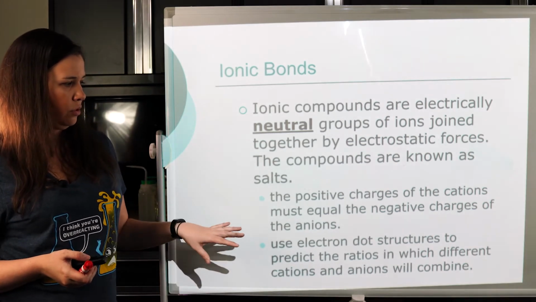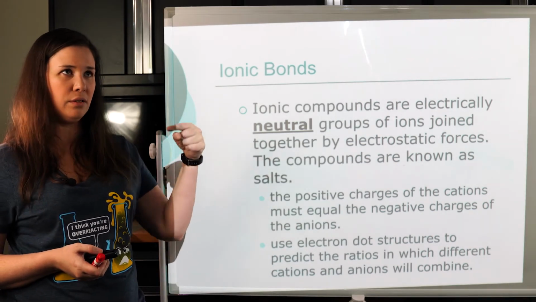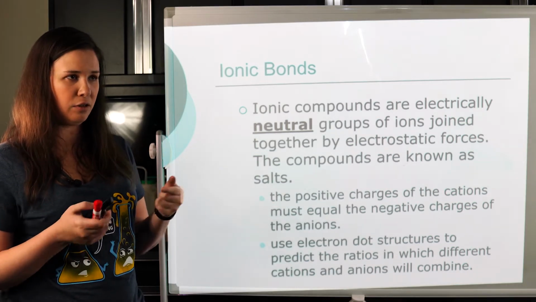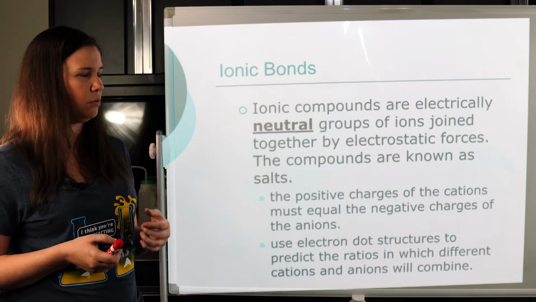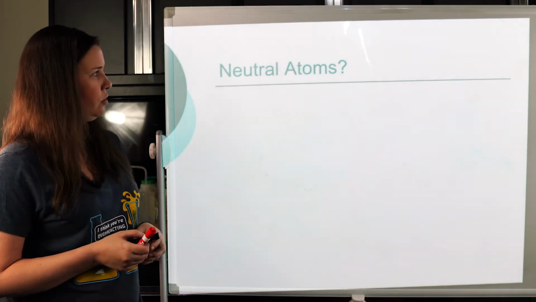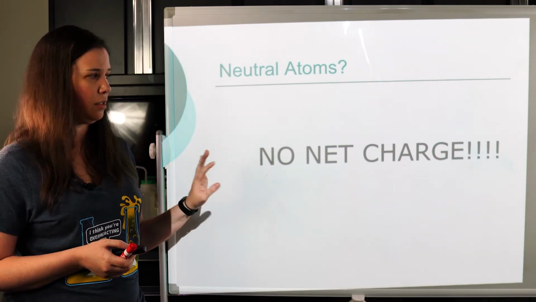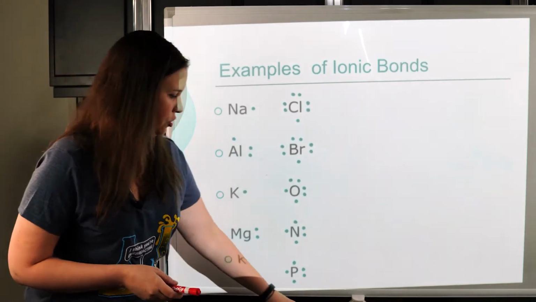So we're going to draw out what atoms are attracted to which other atoms and try to see what kind of bonding, basically what kind of subscripts we would have. So the idea behind this again, no net charge. We want the positives and negatives to cancel. All right, so let's try a few.